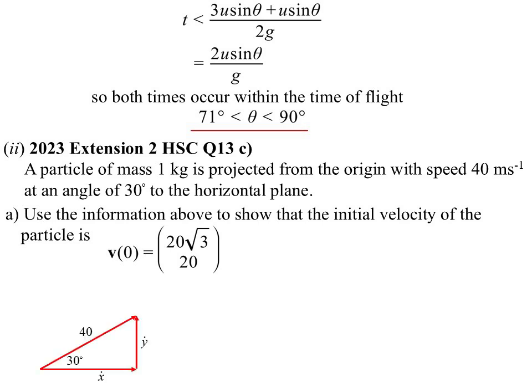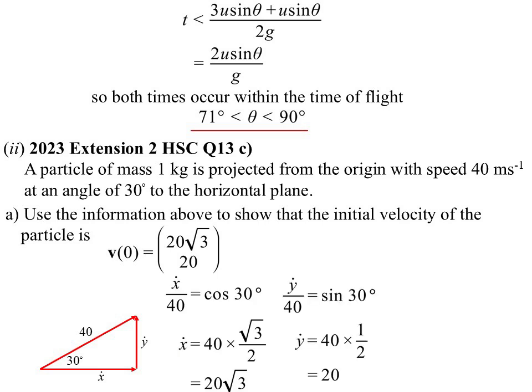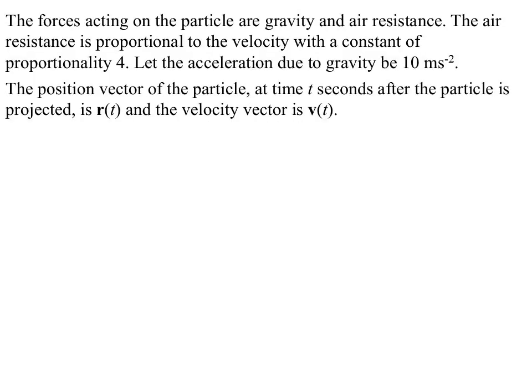We're just working out the initial conditions. So, okay, there you go. There's the horizontal velocity initially. There's the vertical. So yes, I've shown the initial conditions are indeed that. Forces acting on the particle, yes, are gravity, but now we're going to include air resistance. And the air resistance is proportional to the velocity with a constant of proportionality 4. And to make life easy for ourselves, they've let the acceleration due to gravity be a nice round 10.